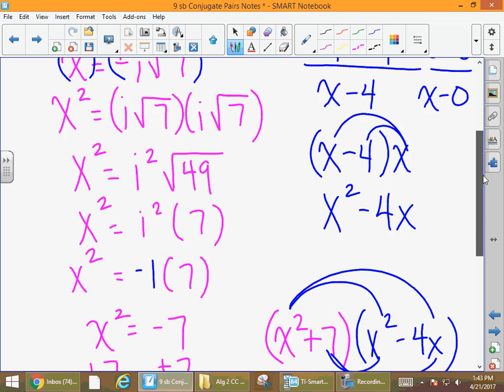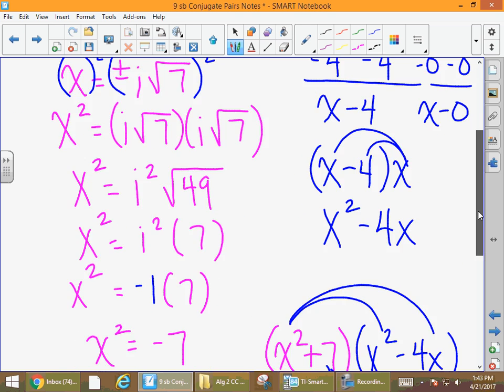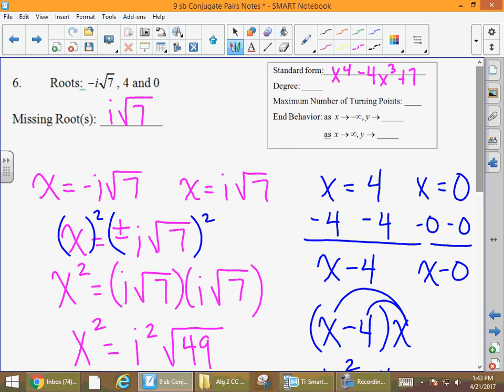So we've got x to the 4th minus 4x cubed plus 7x squared minus 28x. And that might look familiar to you from your quiz earlier.